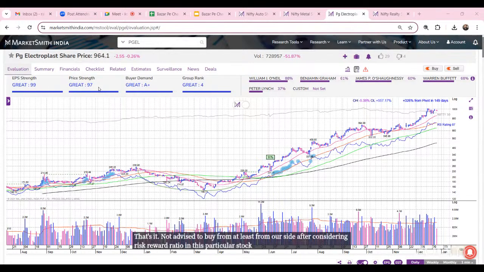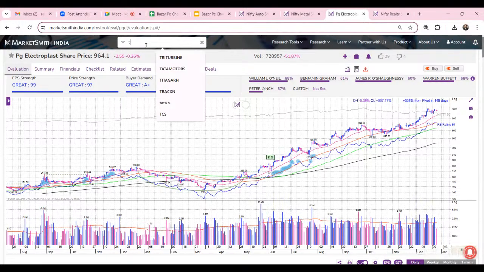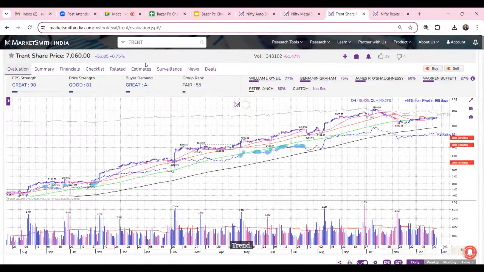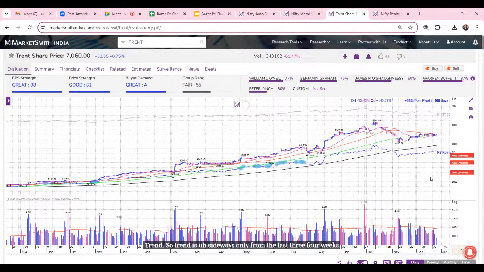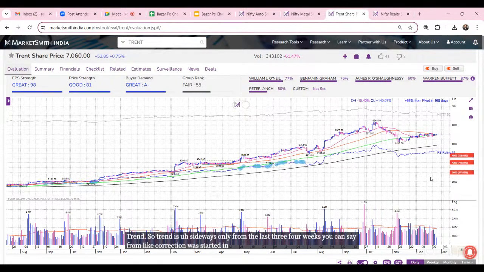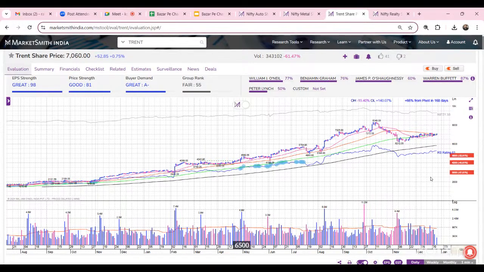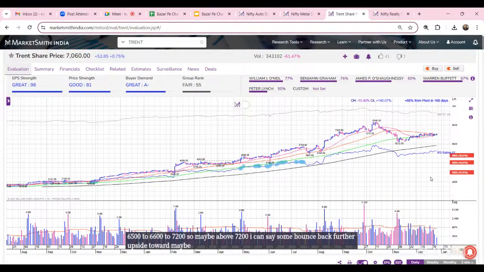Trend. So the trend is sideways only for the last 3-4 weeks. You can say the correction started from the level of 8,000 to 8,300, corrected up to 6,200, and is currently hovering in this tight range of 6,500 to 6,600 to 7,200. So maybe above 7,200, I can say some bounce back with further upside toward maybe 7,700 to 8,000 kind of levels can be expected. So sideways kind of movement is there.